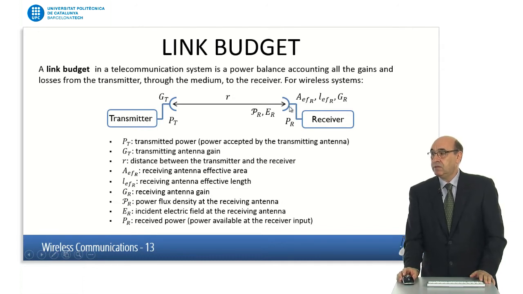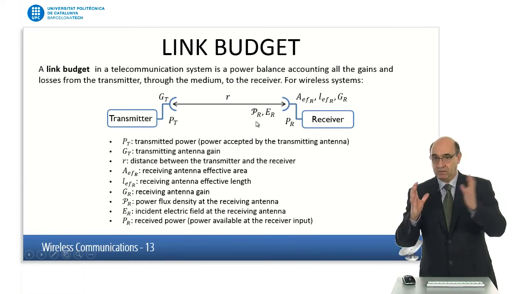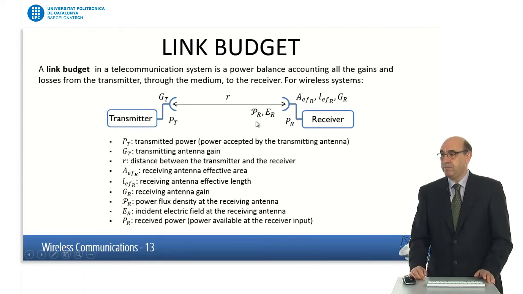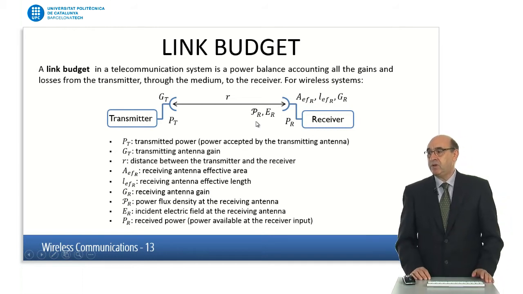So here we have, from the point of view of the wave, two things. One is the electric and the magnetic field that is arriving to the antenna, and this is the power density that is transported by this wave. So those are the parameters related to the wave.